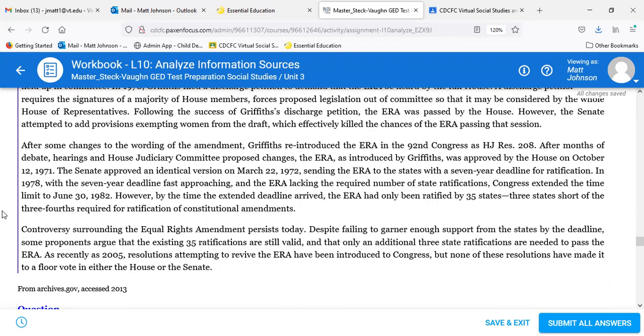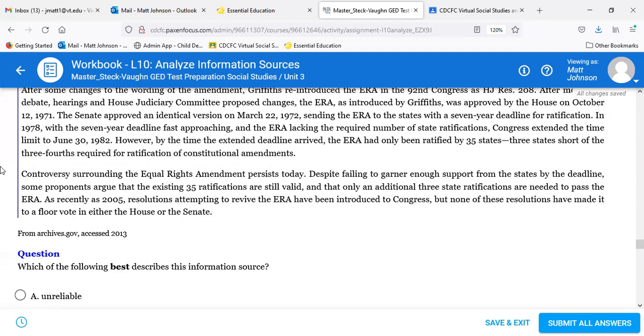However, by the time the extended deadline arrived, the ERA had only been ratified by 35 states, 3 states short of the 3/4 required for ratification of constitutional amendments. Controversy surrounding the Equal Rights Amendment persists today. Despite failing to garner enough support from the states by the deadline, some proponents argue that the existing 35 ratifications are still valid and that only an additional 3 state ratifications are needed to pass the ERA. As recently as 2005, resolutions attempting to revive the ERA have been introduced to Congress, but none of these resolutions have made it to a floor vote in either the House or Senate.